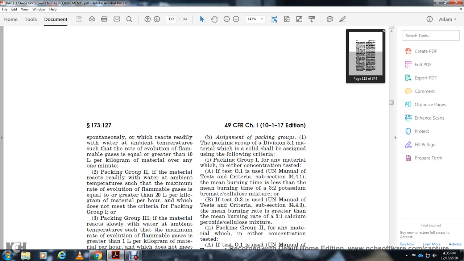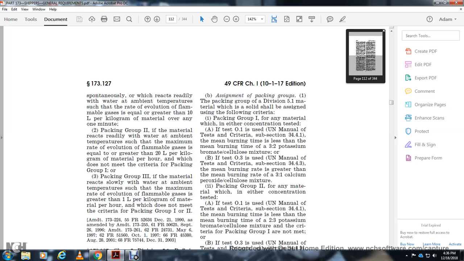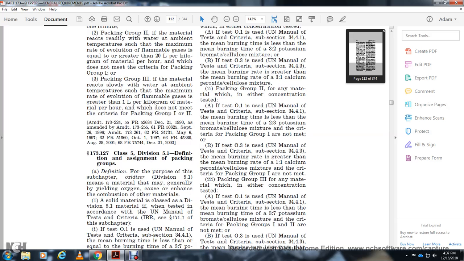Packaging group 2: the material reacts readily with water at ambient temperature, with a maximum rate of evolution of flammable gas equal to or greater than 20 liters per kilogram of the material per hour, which does not meet the criteria of packaging group 1. Packaging group 3: the material reacts slowly with water at ambient temperature, such that the maximum rate of evolution of flammable gas is greater than 1 liter per kilogram of the material per hour, and which does not meet the criteria of packaging groups 1 or 2.